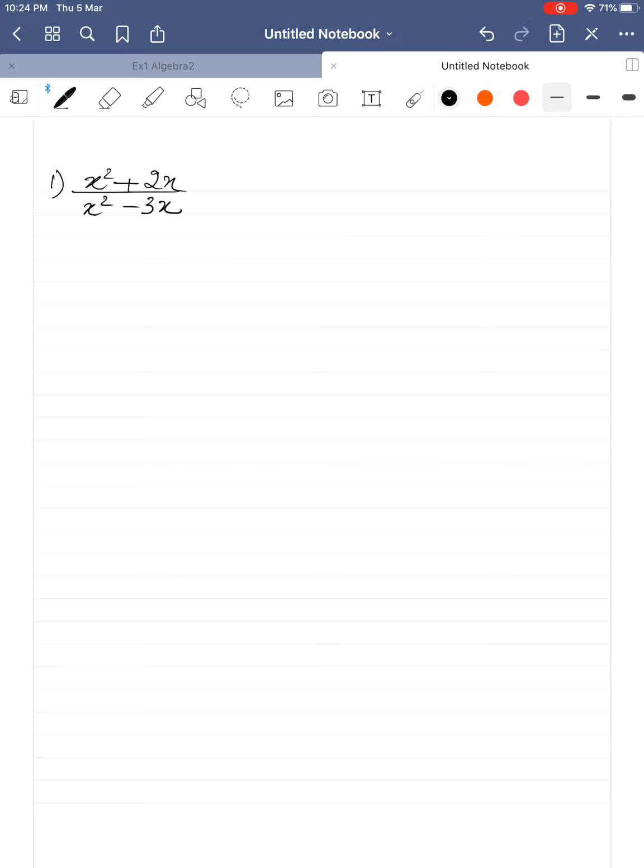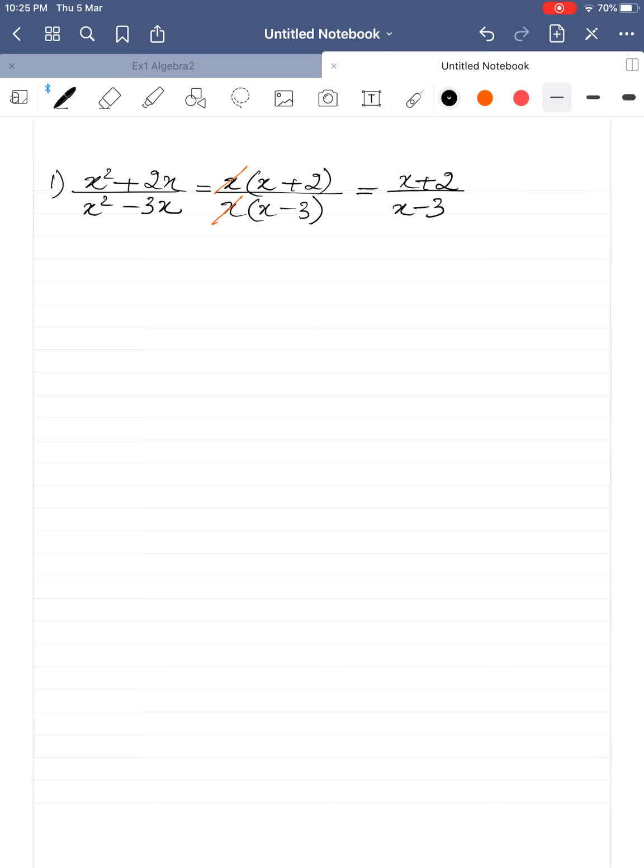Remember, we cannot cancel terms, so we cannot cancel x squared with the x squared from the numerator and denominator, or the x and the x which is in the second term of the numerator and denominator. We need to remove the common factor out, so we factorize the numerator. x into x plus 2 divided by x into x minus 3. Now we can cancel the common factor from the numerator and denominator, and we are left with our answer x plus 2 divided by x minus 3.